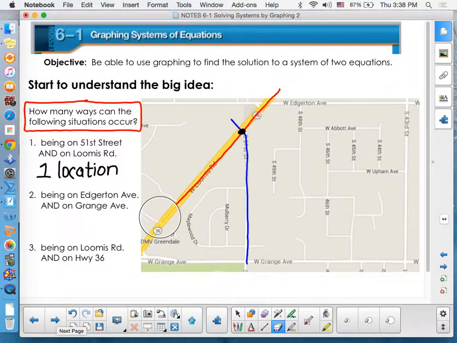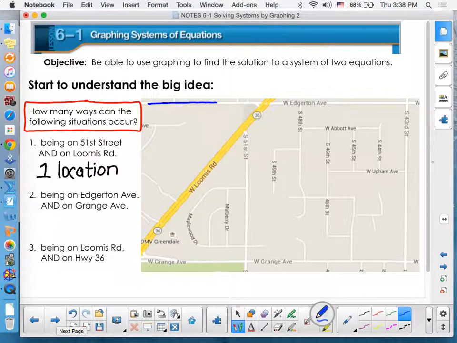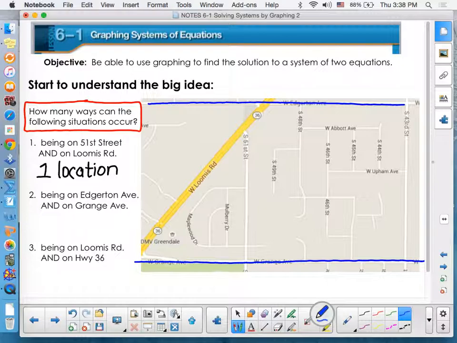I'm going to take those roads out so we can do the next one. The next one asks us, how many different ways can I be both on Edgerton Avenue and on Grange Avenue? So Edgerton Avenue on your map is right there at the top. So that would represent maybe one equation being graphed on a graph. West Grange Avenue is down here.